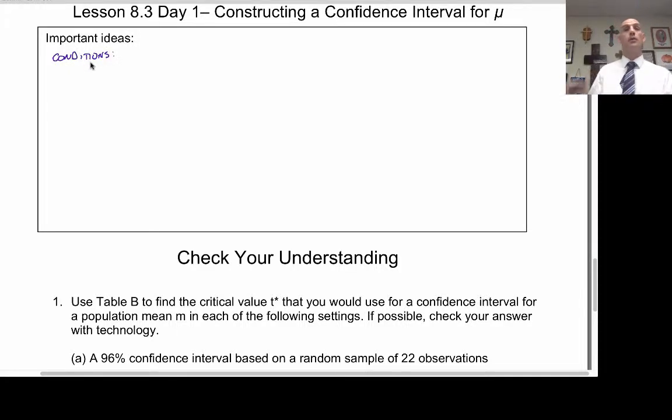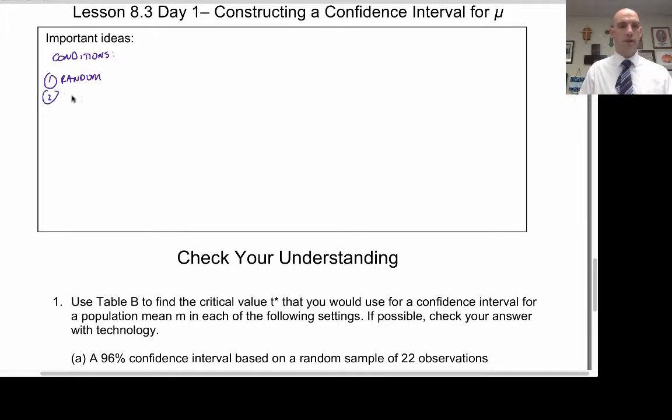Just like we had conditions when we were doing proportions, we wanted it to be a random sample. We wanted to meet the 10% condition. We wanted it to be normal. We want the same things for this. So one of our conditions is it needs to be a random sample, and the reason why it needs to be a random sample is so that it's representative of the population.